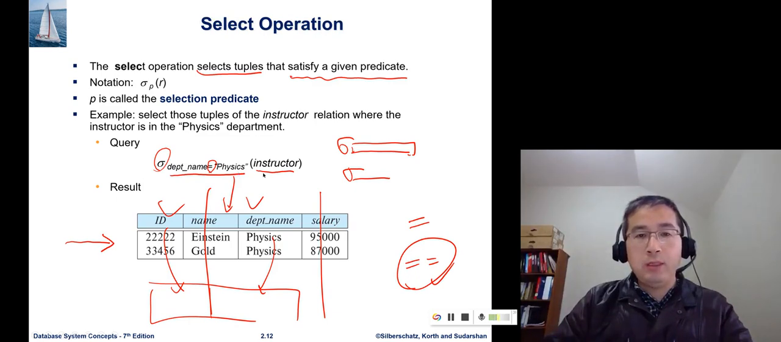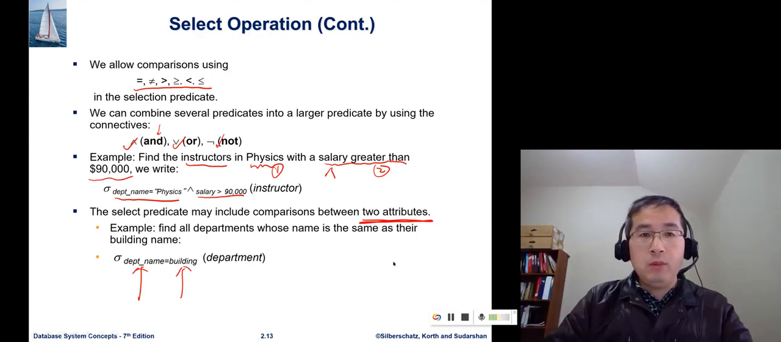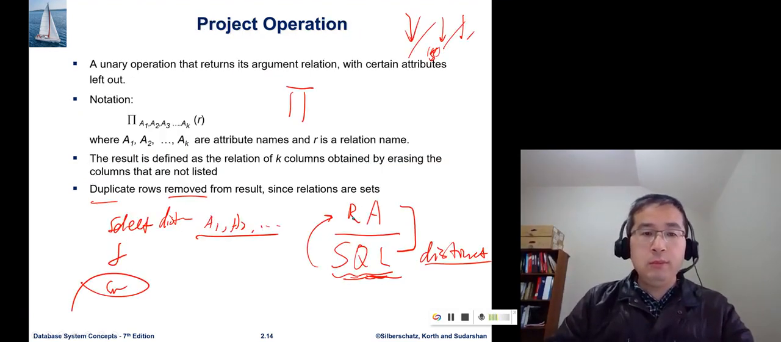We use a predicate to indicate the condition, and then we can use and, or, not, these logic connectors to write a complicated predicate. And then we also talked about the other dimension. So for rows we use select, for columns we use project. So we use this pi, project. So you project along some attributes, listing out all the attributes separated by commas.